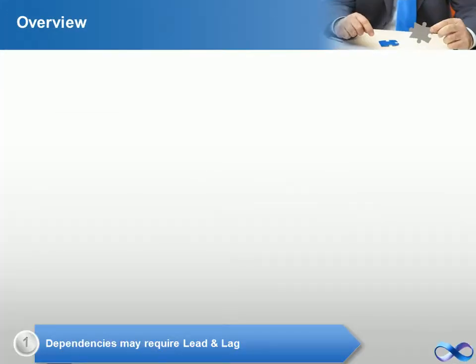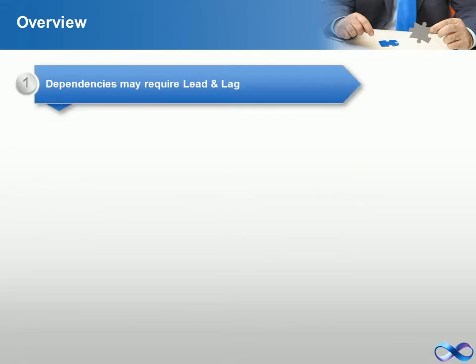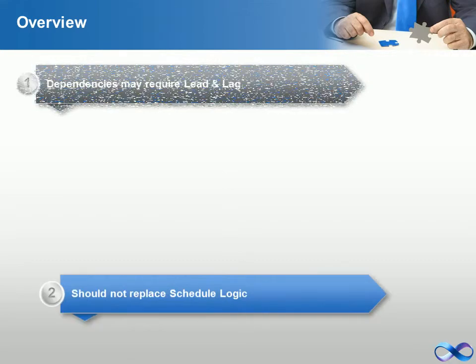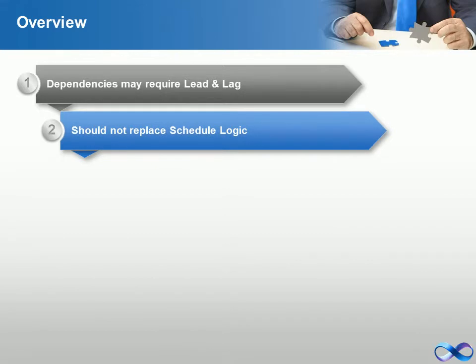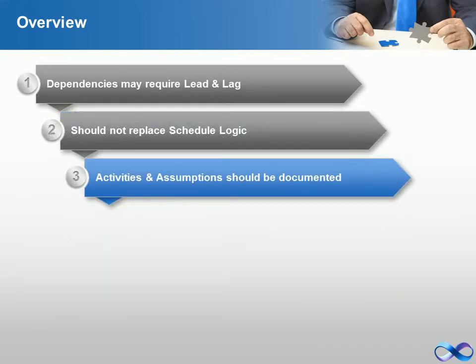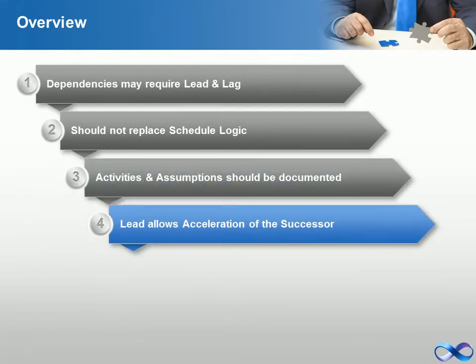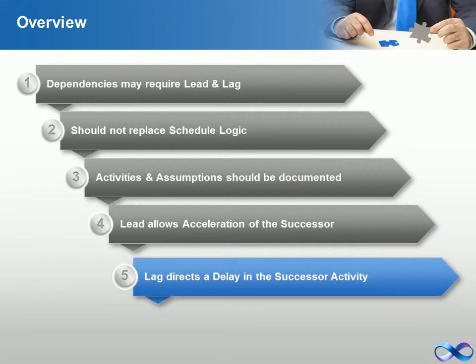The project management team determines the dependencies that may require a lead or a lag to accurately define the logical relationship. The use of leads and lags should not replace schedule logic. Activities and their related assumptions should be documented. A lead allows an acceleration of the successor activity. A lag directs a delay in the successor activity.